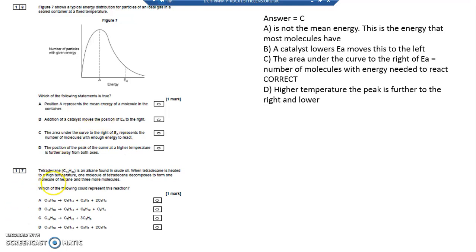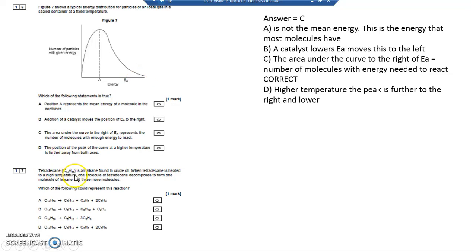The position of the peak, let's just check D. The position of the peak of the curve at the higher temperature is further away from both axes. The position of the peak at a higher temperature actually lowers itself, so it would come down something like that, to keep the area underneath the curve the same in both cases. It would lower and then shift towards the right. So D is incorrect.